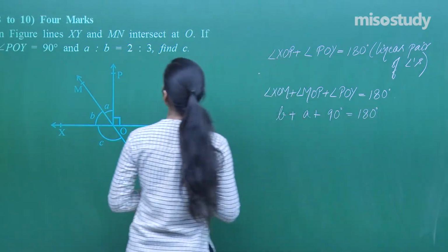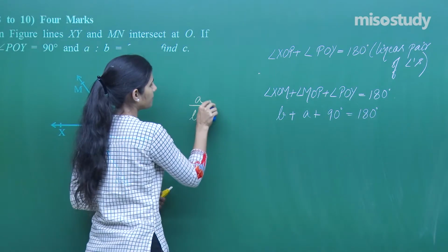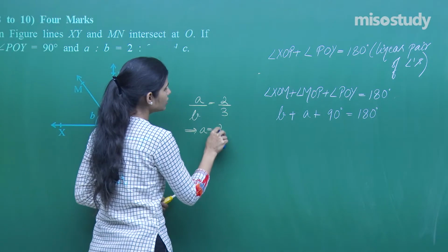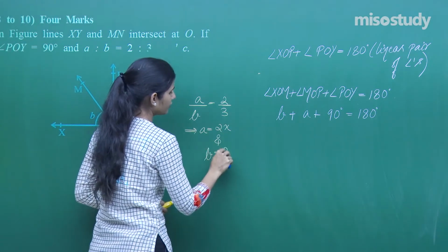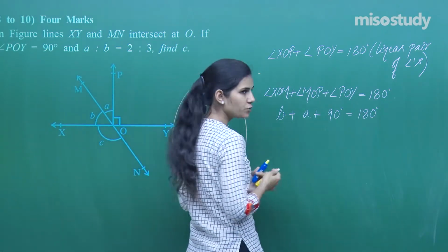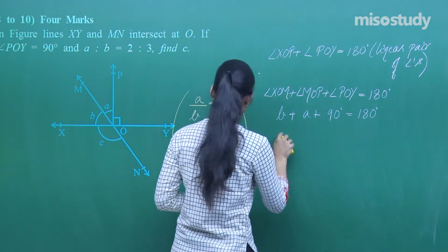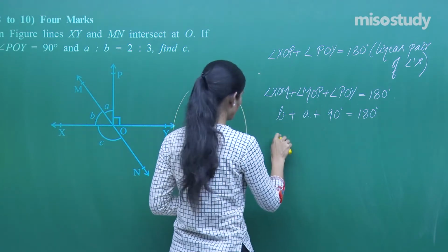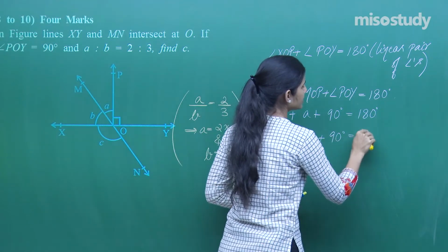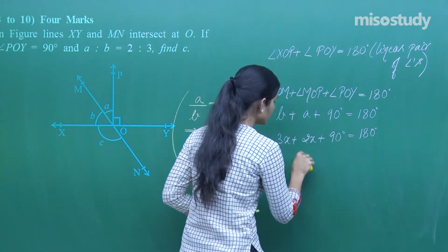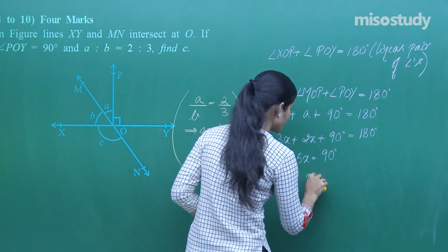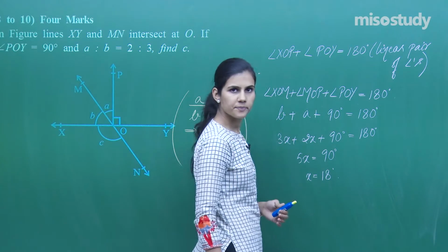Now if you have A upon B is 2 upon 3, I can say A is 2x and B is 3x for some x, right? That's what we do in ratios and proportion. We have studied this. So A is 2x and B is 3x. So you have 3x plus 2x plus 90 is 180. So this gives you 5x is equal to 180 minus 90, which is 90. So x is 18 degrees.